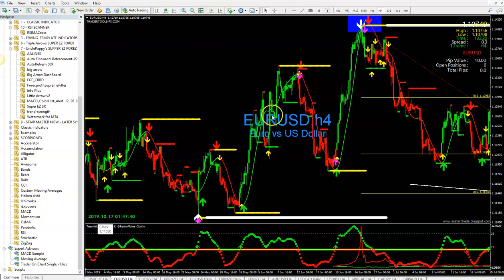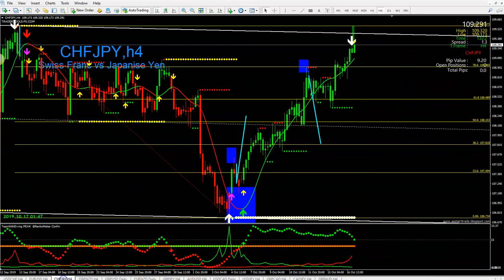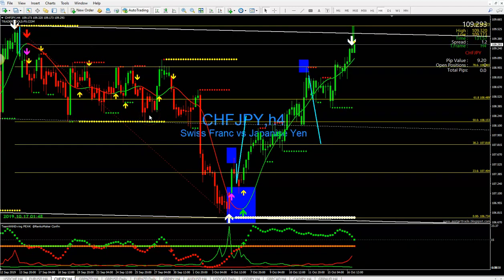All right, so we're going to move on to Swiss francs versus the Japanese yen. This is on the 4 hours. On this one, we were a little bit short, but if you would have had the trailing stop, the market would still have given you some pips.